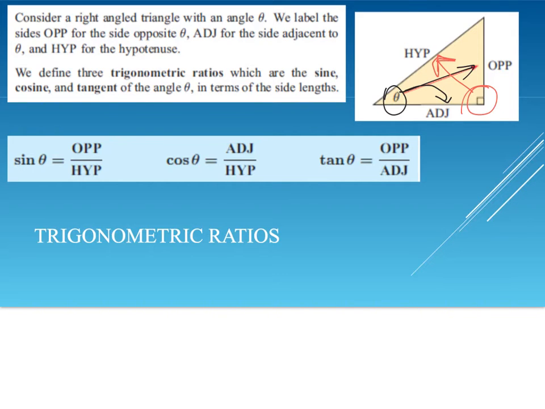So that's how we label those sides to our right triangle. Now there's three trig ratios that we're going to talk about at this point, and those are sine, cosine, and tangent, and they all have to do with some angle we're going to call theta. So sine theta is equal to the opposite side over the hypotenuse. Cosine theta is equal to the adjacent side over the hypotenuse. And the tangent of theta is equal to the opposite side over the adjacent side. And all we're doing is plugging in numbers in those spaces at this point.